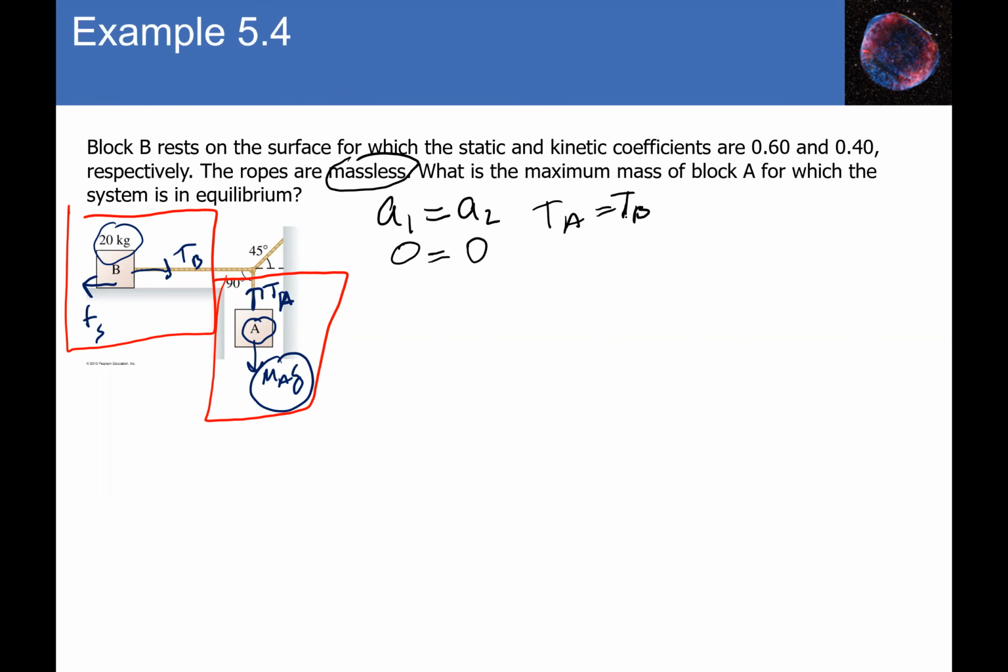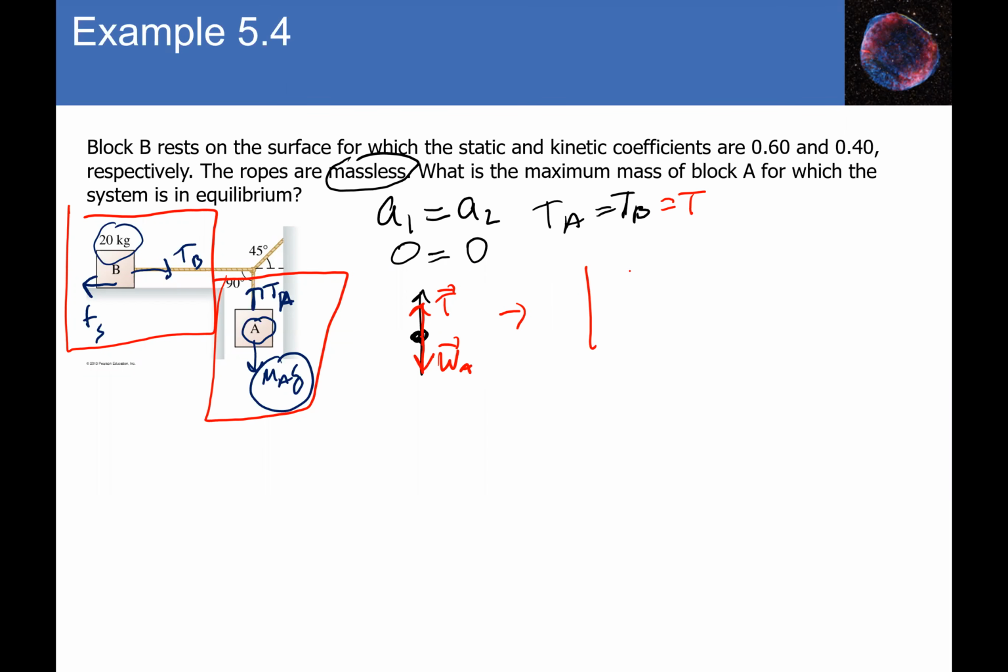Okay. Now, if I look at mass A, what I have here is this. This is the free body diagram for A. Mass A has two forces acting on it. So let's say MAG, or just say weight of A, and then tension, up. Again, because I say TA equals TB, I can just say it's T.